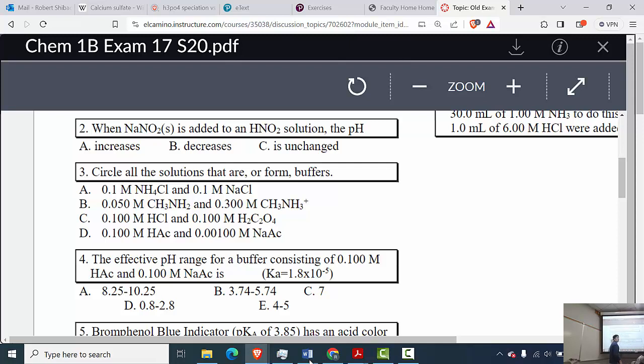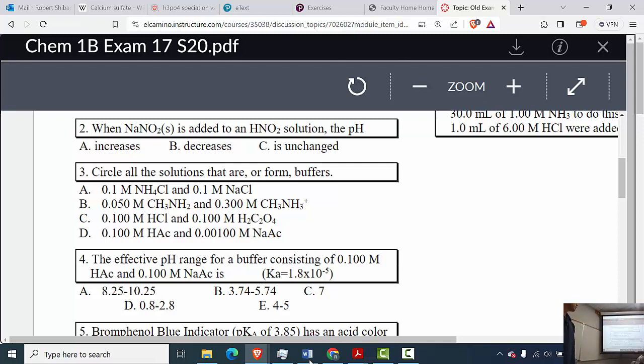What do you think methyl ammonium is? It's ammonium-like, so what do you think it is? Acid or base or neutral? Methylamine is a base. Methylammonium is an acid. So B is a weak acid and a weak base combination, which is a buffer. And it turns out that these are conjugates. If they're conjugates of one another, this is called a Henderson-Hasselbalch buffer. We can use the Henderson-Hasselbalch equation for that.